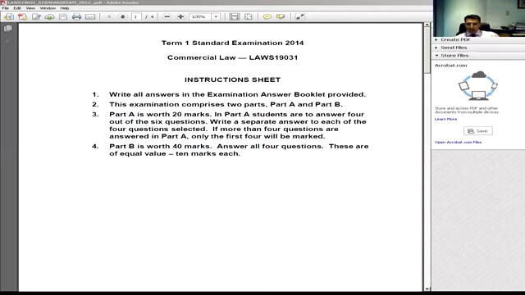Question 6. This is about the concepts of bankruptcy and the things we looked at in that module. And how does a person become a bankrupt? Remember, there are debtors' petitions and creditors' petitions.